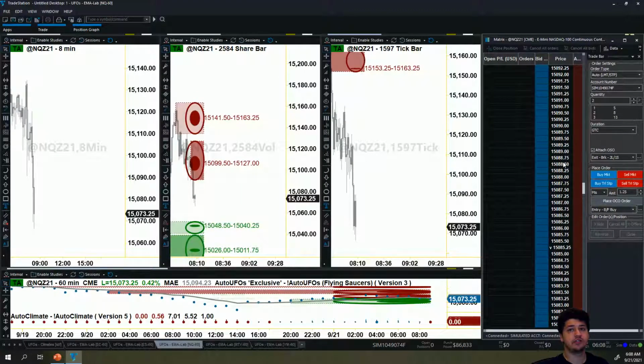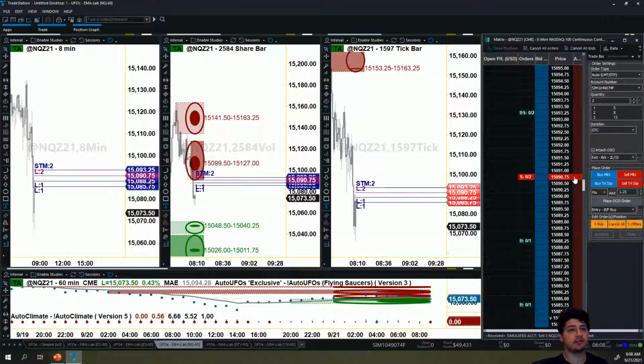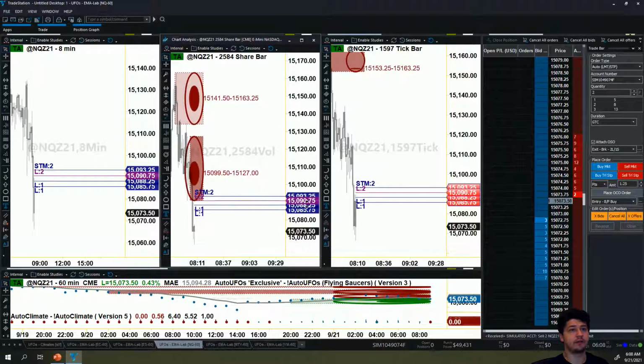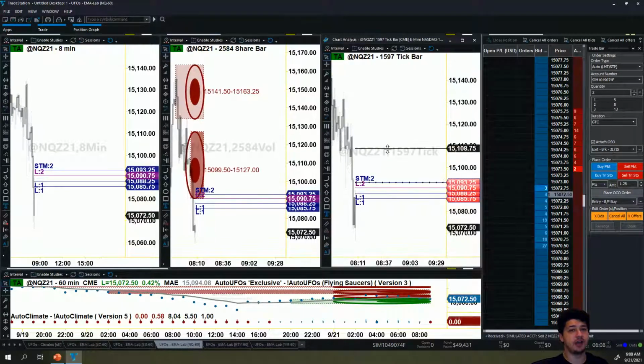So 15,090.75 would be the entry. Now, I think you already know what I'm going to say, right? This is over 30 points of risk. That's not something I would typically take on my live account. I don't expect you to do so either.